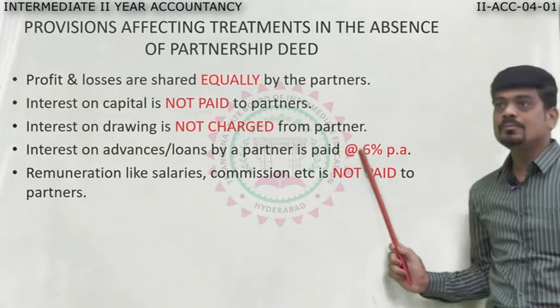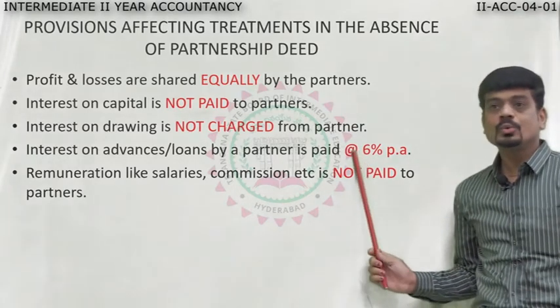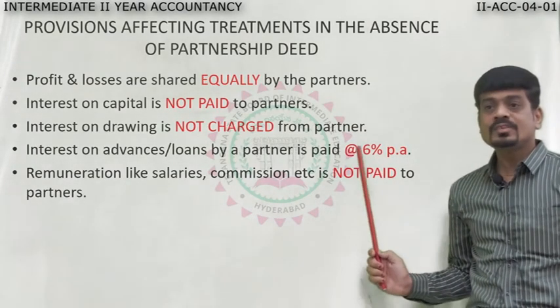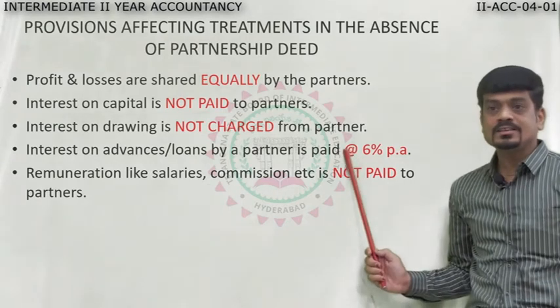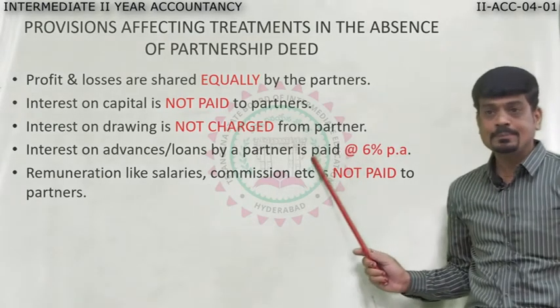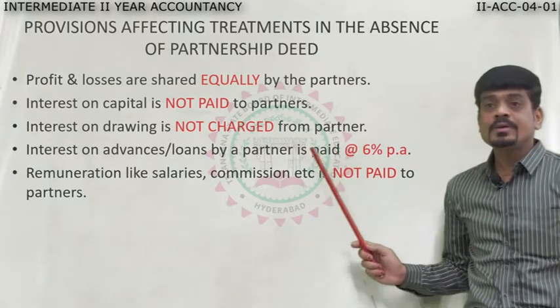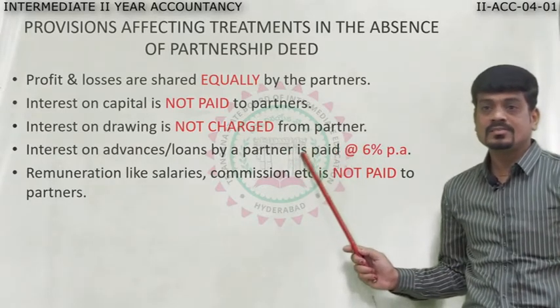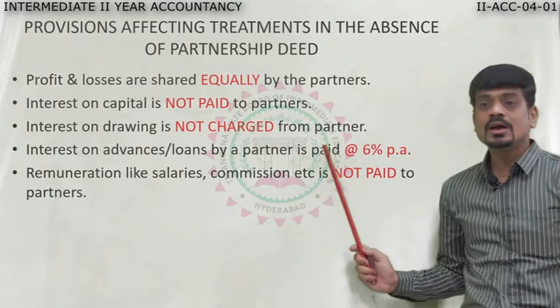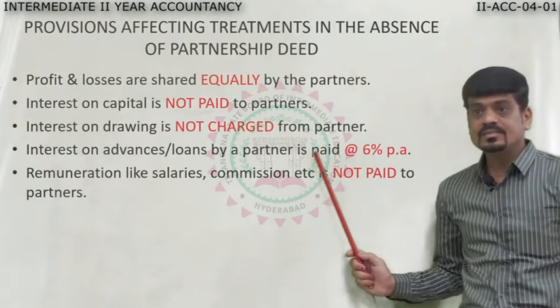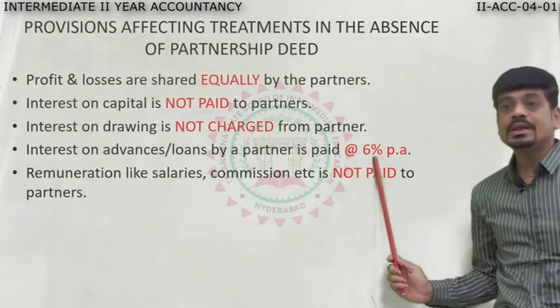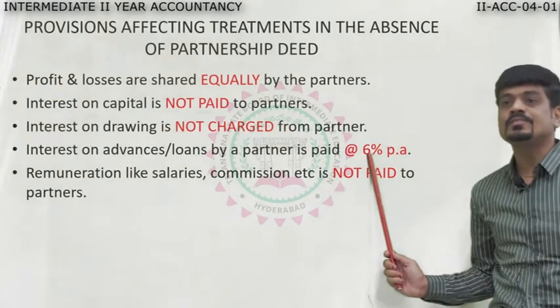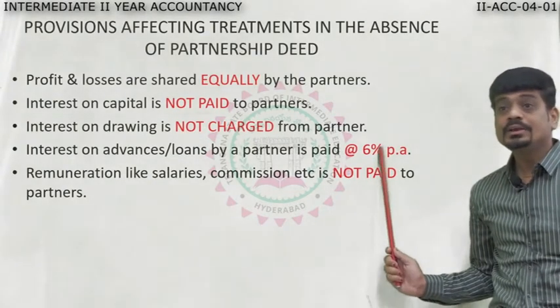And the most important rule we apply is this: sometimes, besides giving the capital, the partner may give a loan or advance. In that case, he is eligible to get interest at the rate of 6% per annum.